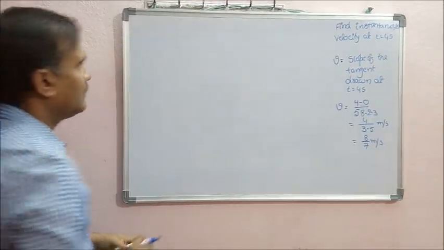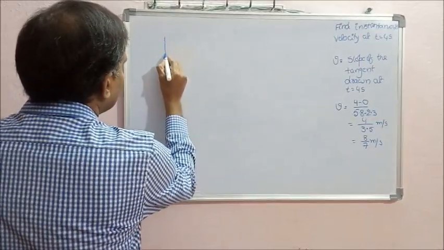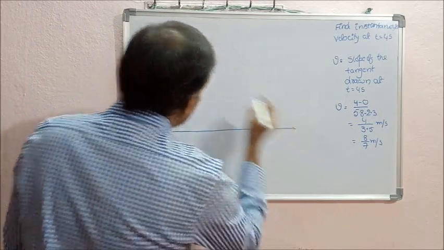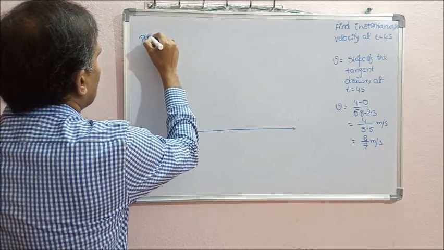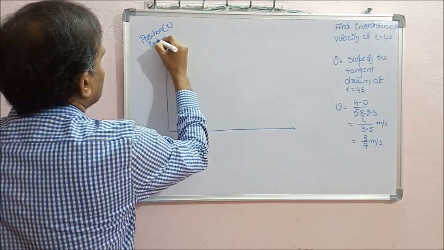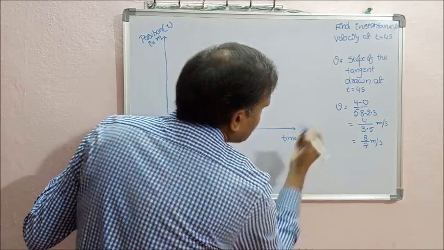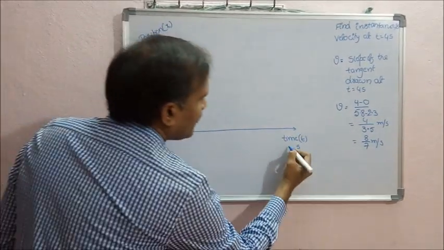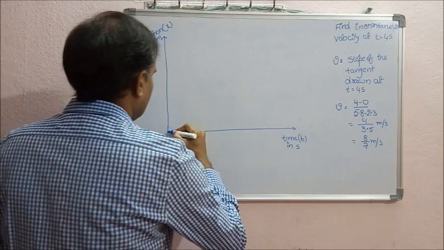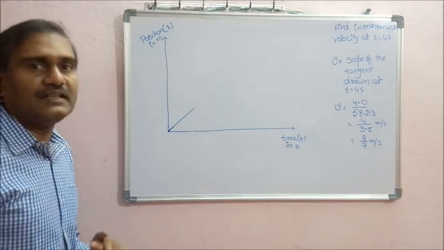Another example. Here also it is a position time graph. Position is taken along y-axis. It is in meters. Time is taken along x-axis. It is in seconds. Now, particle is moving along the same straight line.